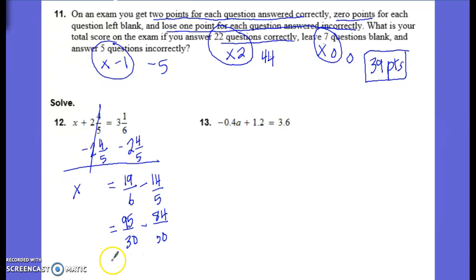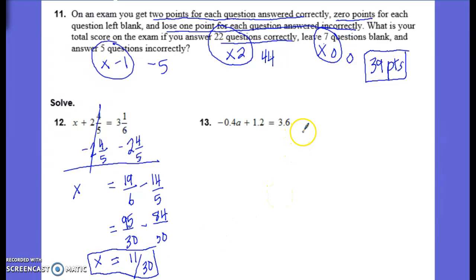And then I keep going. Okay, now it's just 95 minus 84. And that's going to be 11. So it's 11/30 is x. Okay, so I solved it. When you're being asked to solve, again, it just means get your variable alone.